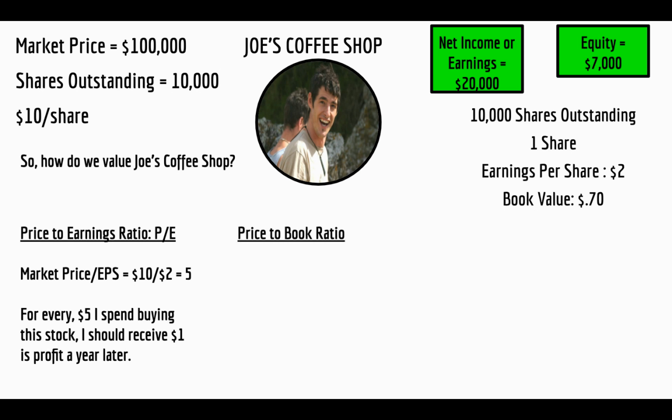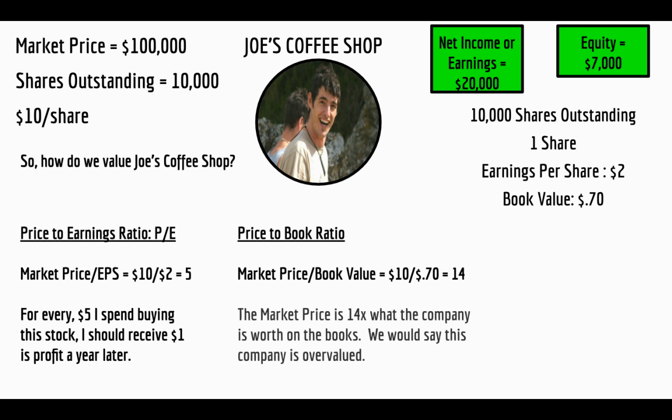The second one is what we refer to as our price to book ratio. Again, two things. We need a price, and in the price we're referring to the market price versus the book. So what we do to calculate this is we calculate the market price divided by book value. In this case, the asking price in the market is $10 per share. Our book value, which is our equity divided by our outstanding shares, gives us 70 cents. So in this case, the market price is 14 times what the company is worth on the books. We would say that this company is overvalued.